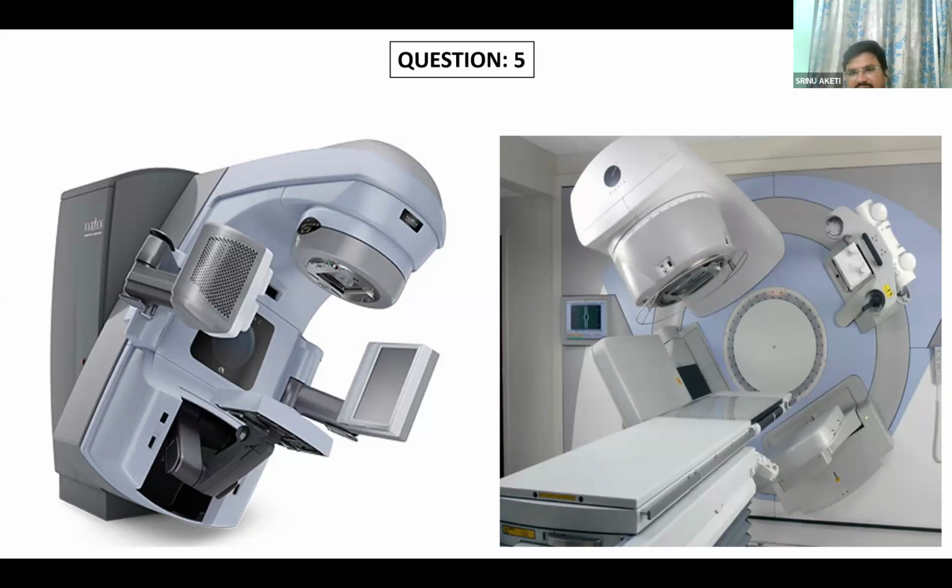In Elekta, we have the entire 40 by 40 field size with 160 leaves, that means 80 on one side and 80 on the other side. That means 5 mm at isocenter. But in Varian it is not like that. In the Millennium 120, only the middle 20 by 20 has 5 mm leaf thickness. The outside has 1 centimeter thickness.